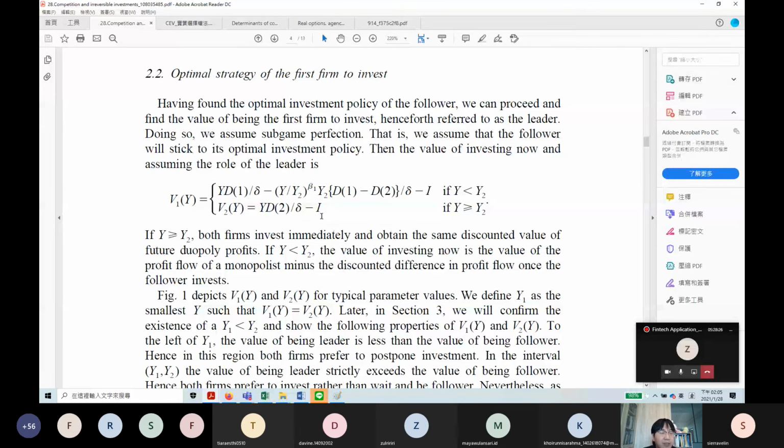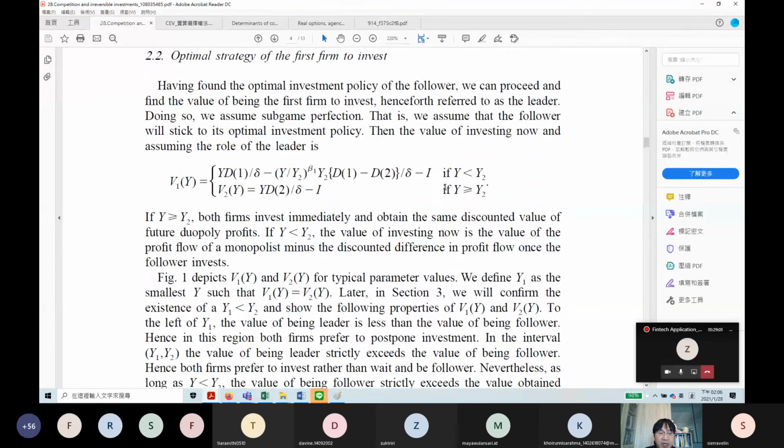The leader before was in a monopoly, and this time it becomes a duopoly, right? Okay, so if Y does not reach Y2, just one player is in the industry, so the payoff is this one: D over delta minus the option and minus I.